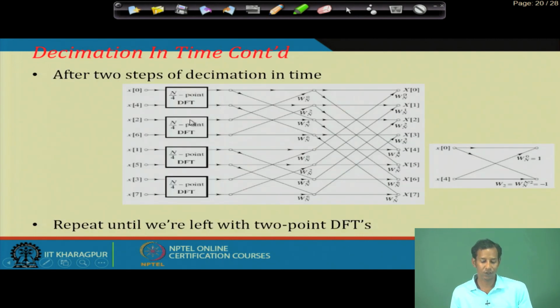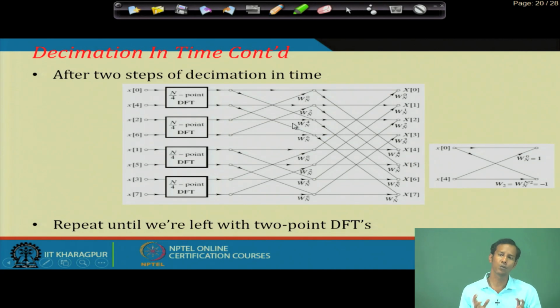Now, depending on this radix 4 DFT in decimation in time, in this particular n by 4 point DFT, what we have considered is x 0, x 4, x 2, x 6, x 1, x 5 and x 3, x 7. Then here we are doing this butterfly operation, which is nothing but the twiddle factor multiplication, which comes because of e to the power j 2 pi by n, because of that particular factor.